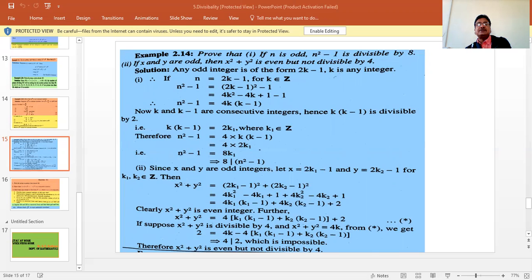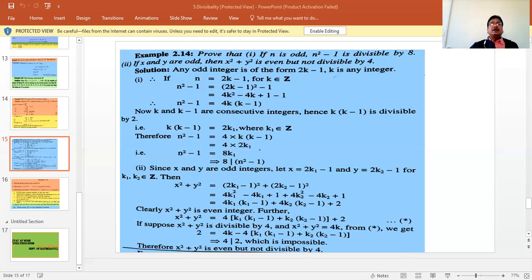If a number b is expressed in the form a into k, for some k belonging to Z, then we say a divides b. So here, n square minus 1 is expressed in the form 8 into some integer, which means 8 divides n square minus 1. This is the proof of the first part.